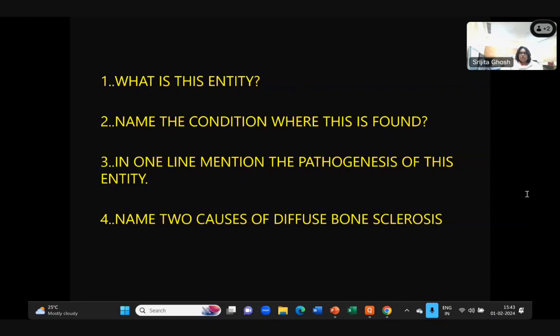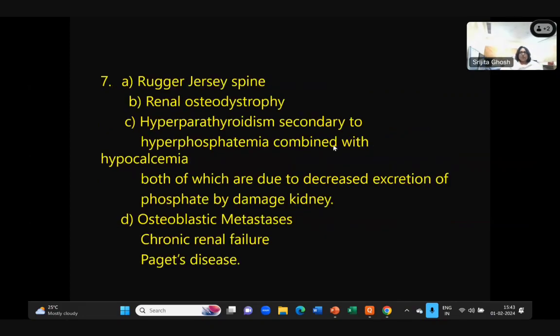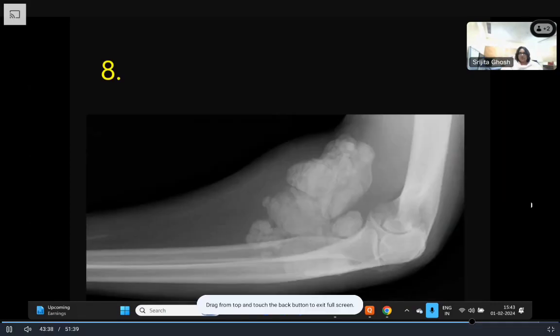And name 2 causes of diffuse bone sclerosis. I'll go to the answer. So it's Rugger Jersey spine in renal osteodystrophy. Hyperparathyroidism is secondary to the hyperphosphatemia combined with hypocalcemia, both of which are due to decreased excretion of phosphate by the damaged kidney. And you have to know the differential diagnosis for diffuse bone sclerosis absolutely at your fingertips, spotters actually.